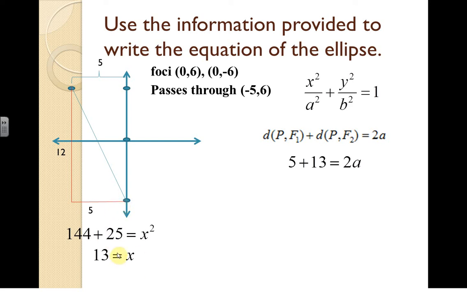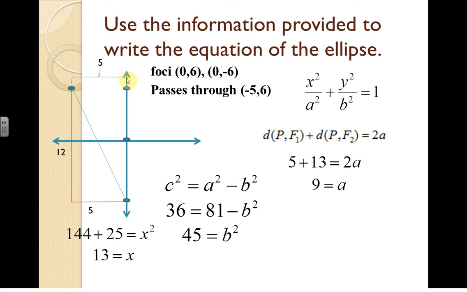Again, we're just doing Pythagorean theorem over here. So we add them up. That's 18. So then A would be 9. So that means the distance from the center to a vertex is 9. So that gives me then my A value, so I can find my B value. Now that I have all of those, I don't even care that B is the square root of 45 because B squared is what goes into my formula. But now I have all of that.